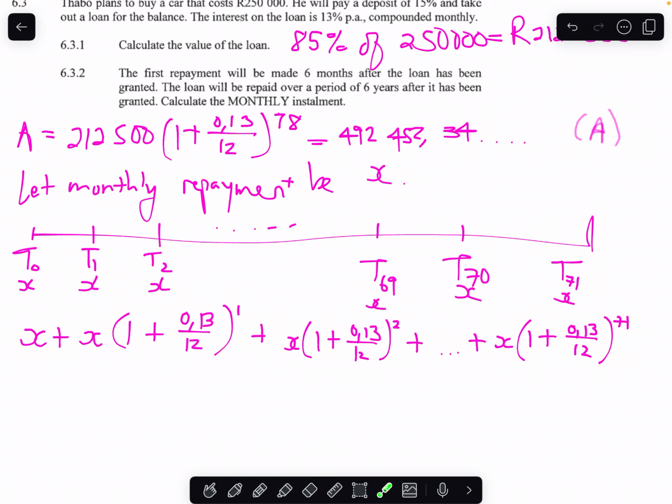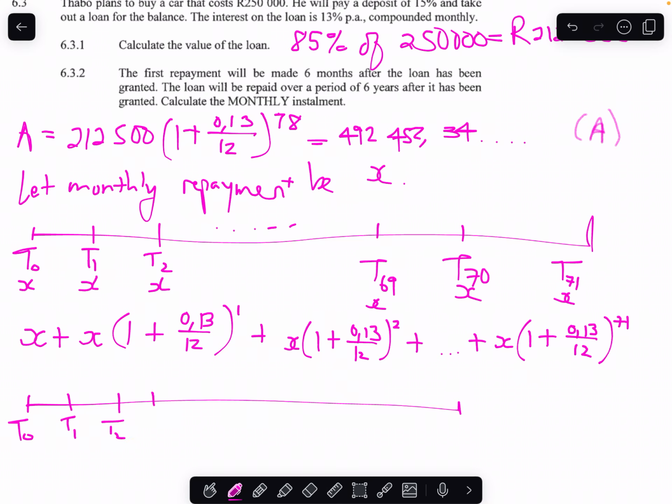Yeah. Wait, I'm confusing myself. Okay, so let's just imagine they had said the loan will be repaid over a period of 1 year instead of 6. So what would have happened is at T0, Tabo would have made his first payment, and then at T1 would be his next payment.